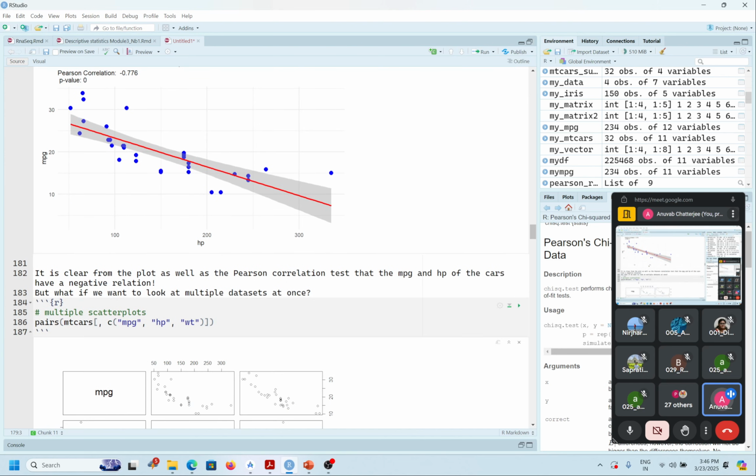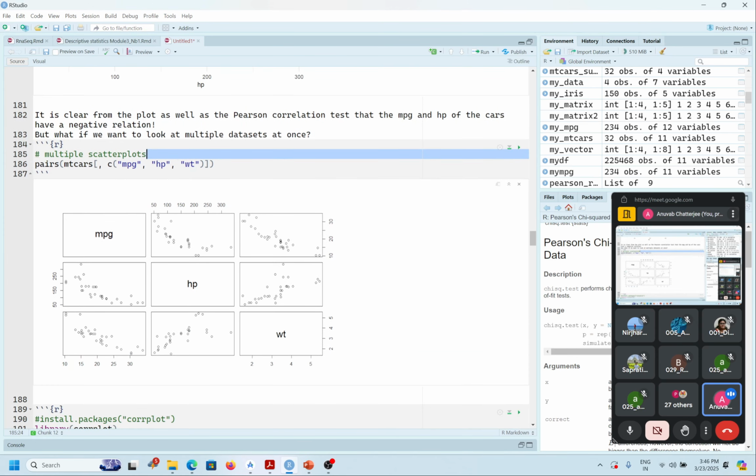There is a pairs function which plots scatter plots between two different variables, and here we want to figure out scatter plots of mileage versus HP versus weight. If we actually do that, we see that mileage versus HP shows a negative correlation. Mileage versus weight, negative correlation. So mileage reduces with increasing HP, and mileage reduces with increasing weight. HP and weight actually have a positive correlation, more or less.